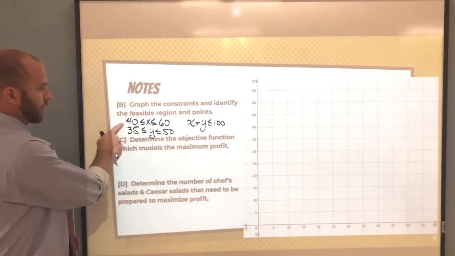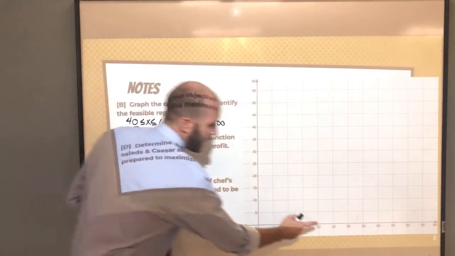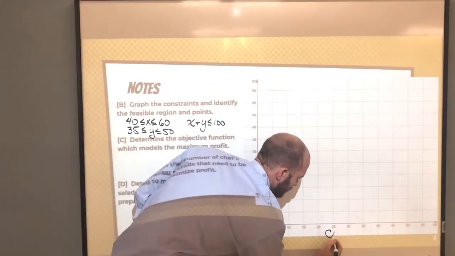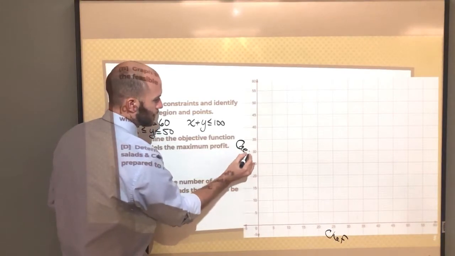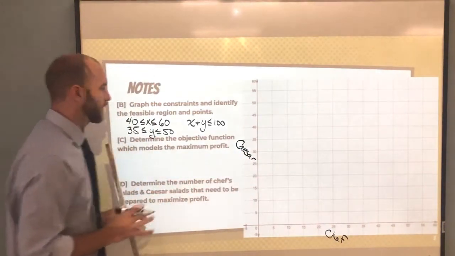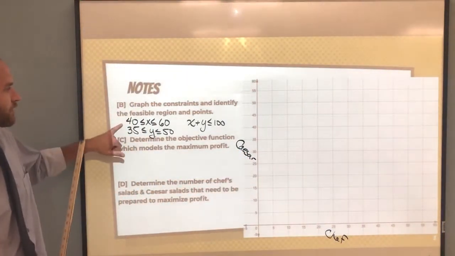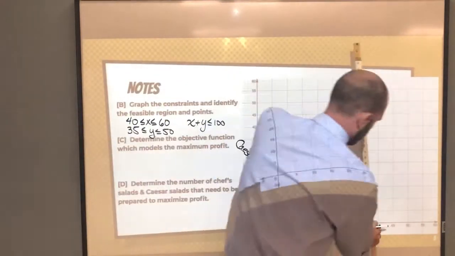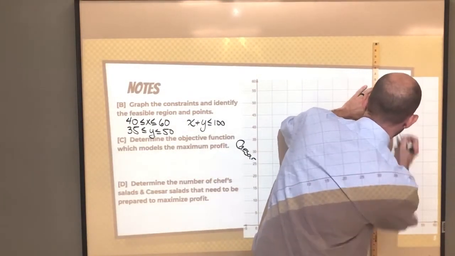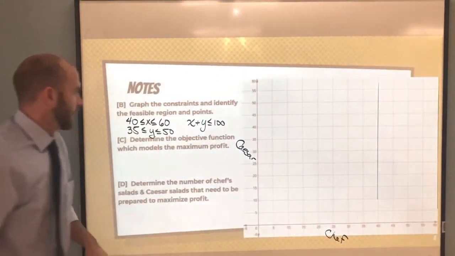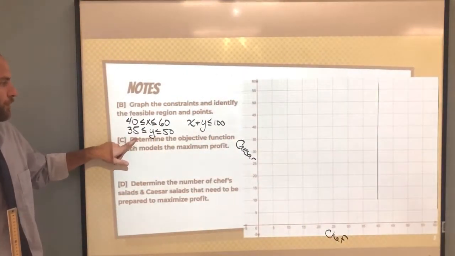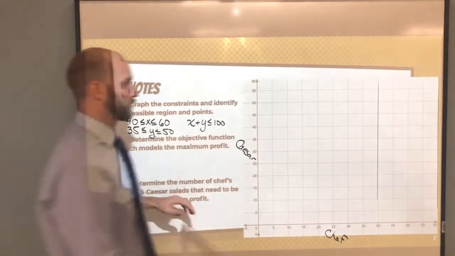First we'll graph our constraints for the chef salads, and I'm going to label my x-axis with chef salads and my y-axis with Caesar salads, just so we don't forget while we're working this out. So X is between 40 and 60. And then for my Caesar salads, we're between 35 and 50. So we'll go to 35.